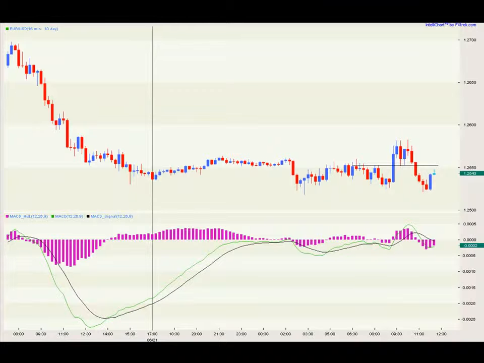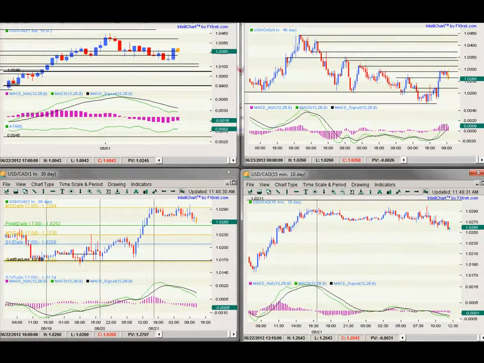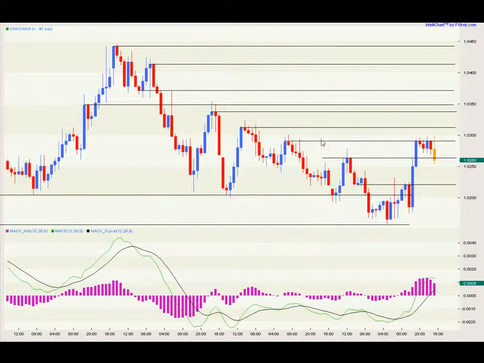Like on the CAD, we had the same thing, the US Canadian dollar pair. Let me just show you that one there. On this one here, it was the same sort of thing. See how we came up to this level here. I mean, that's a really good resistance level. So that's when we start to look for these kinds of patterns.